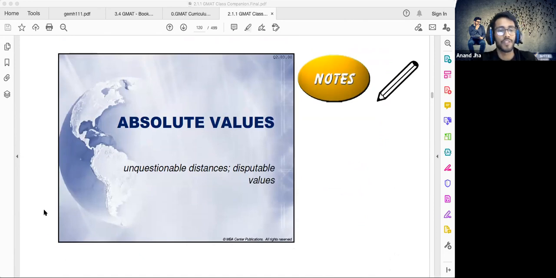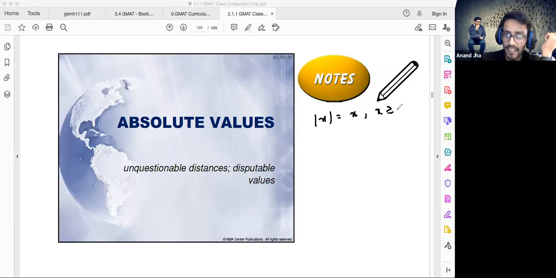Absolute value. This is most important thing. What does absolute value mean? Absolute value is denoted by this, mod x. Mod x means x when x is greater than or equal to 0. Very important to understand. Minus x when x is less than 0. Why do I say it like this? Because mod x means always positive.